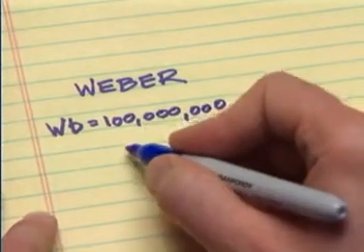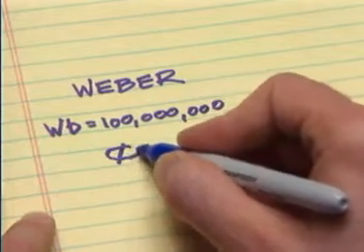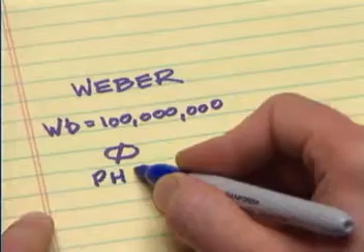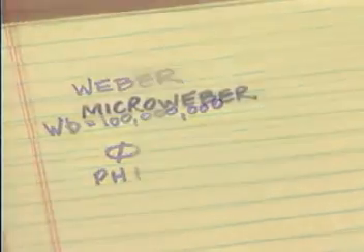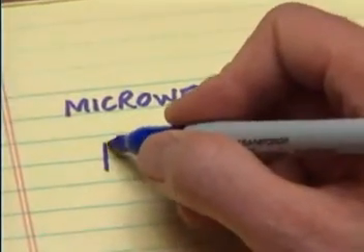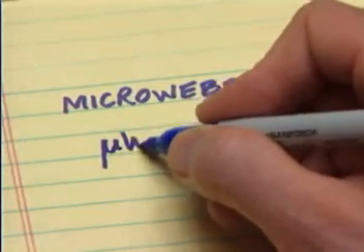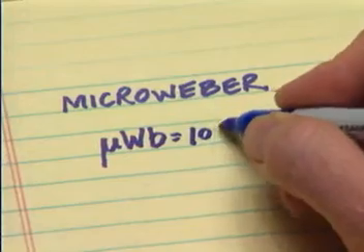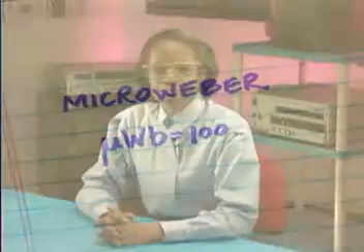The lowercase Greek letter phi is used to represent the number of lines of magnetic force in Webers. But with Webers being such a large unit, a more common unit is the microweber, abbreviated μWb. A microweber consists of 100 lines of magnetic flux.